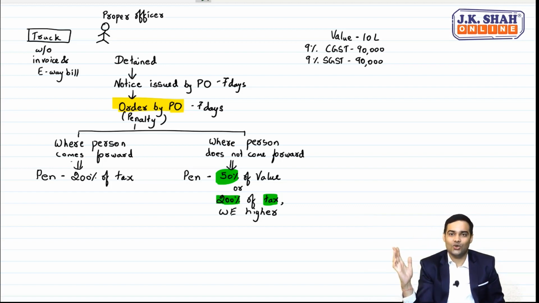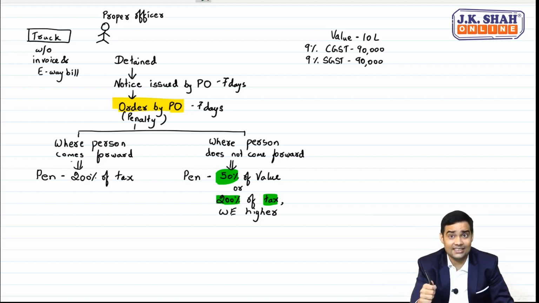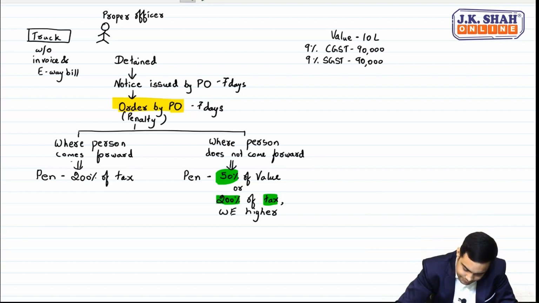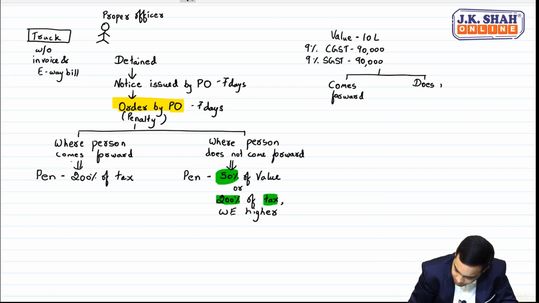I will prove it to you. 200% of tax, don't double it for IGST because tax will already get doubled. I will show you this by CGST, SGST. Now, say suppose we create two cases. One, the owner comes forward, and the second case is he does not come forward.